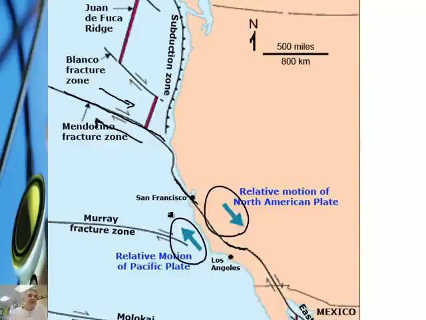An interesting thing: a lot of people think that California is going to break off and become an island, and that's not exactly true. This whole section, from here to here, is moving this way, and at some point will be out here in the ocean, but it's just a very small portion of it. It's not the whole state of California.